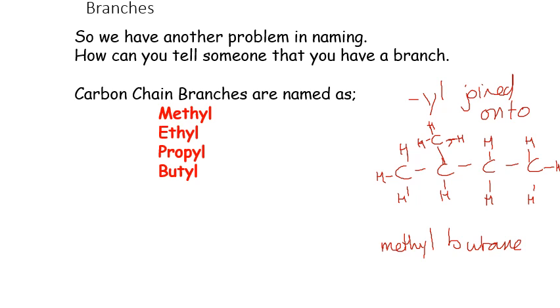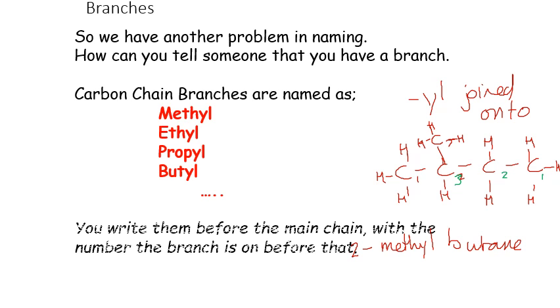you actually have to state which carbon it's found on. So if that's carbon number 1, that's carbon number 2, it's found in carbon number 2, so 2-methylbutane. If I was to number the carbons from the opposite side, then that wouldn't work because the numbers would be too big. So that would be carbon 1, that would be carbon 2, and that would be carbon 3. So it would be 3-methylbutane, which is incorrect. But anyway, the carbon chain branches are named meth, eth, prop, but with -yl to signify that they're added on. You write them before the main chain with the number of the carbon the branch is on before that, as I showed you on the right there.